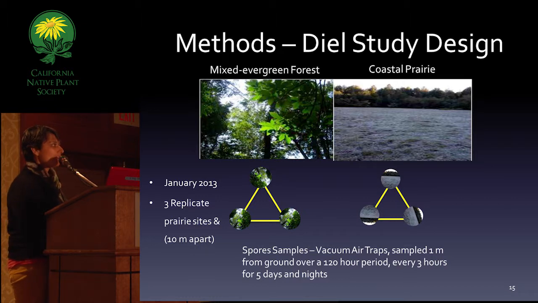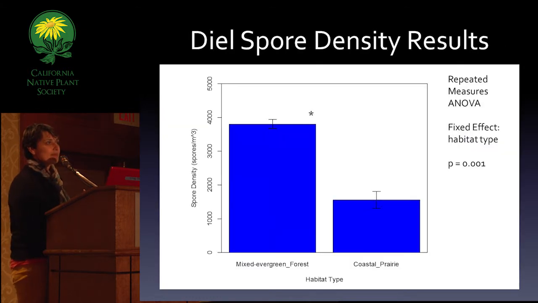So I was out there with my little vacuum spore trap collecting spores and also microclimate data, so relative humidity, temperature. And what I did was I collected spores over a 120-hour period. So I collected every 3 hours around the clock for 5 days and five nights, which was really fun because I got to camp out. And so here's some of my results.